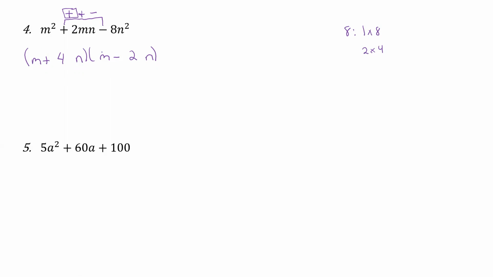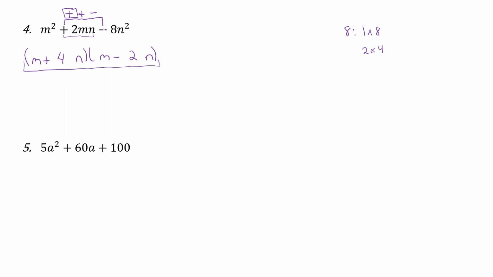So if I take m times m, that's m squared. m times a minus 2n is going to give us a minus 2mn. Then we have plus 4n times m, so it's going to be plus 4nm. So 4nm minus 2nm is going to give us 2mn. So that's what we have here. And then plus 4n times a minus 2n is going to give us a minus 8n squared. And so that then would be our answer.